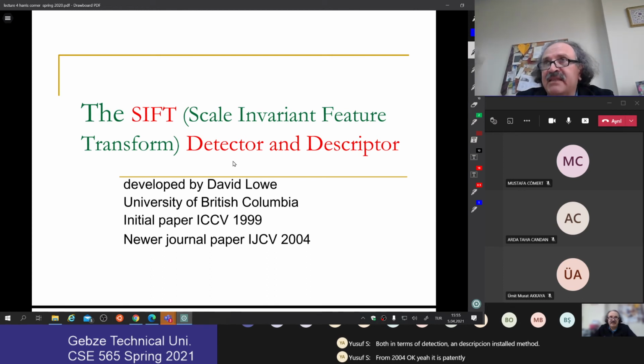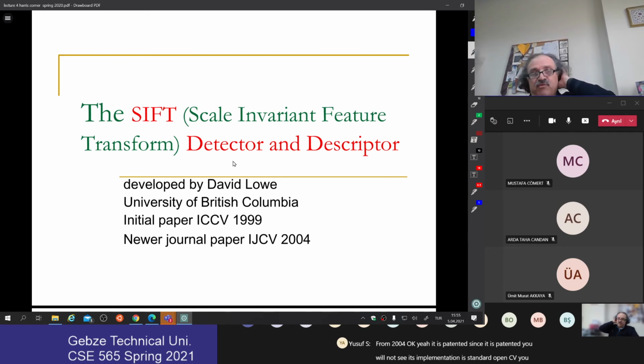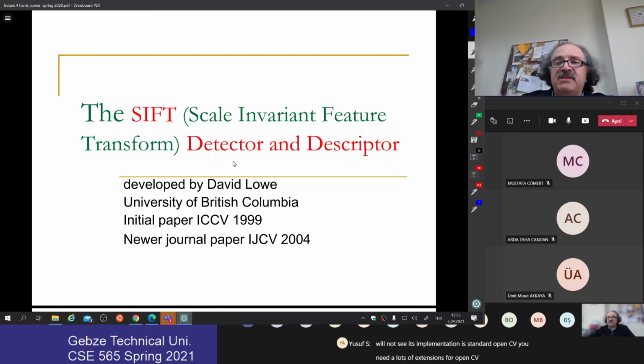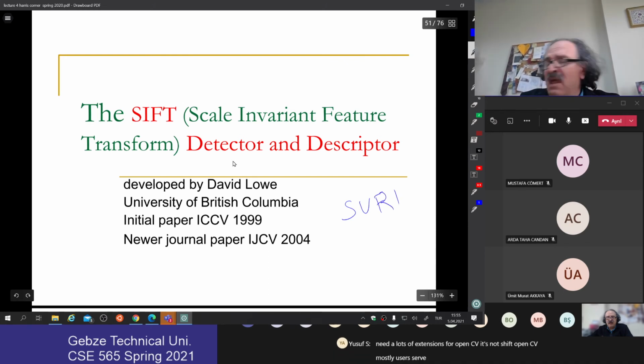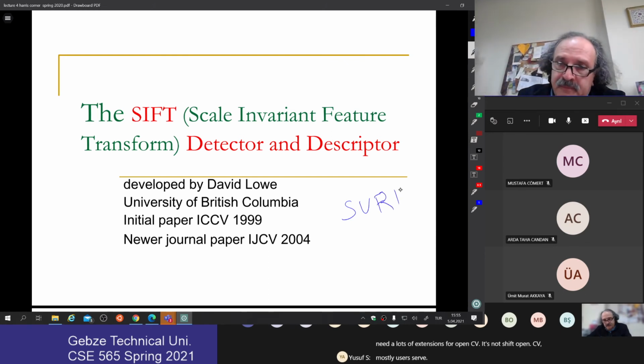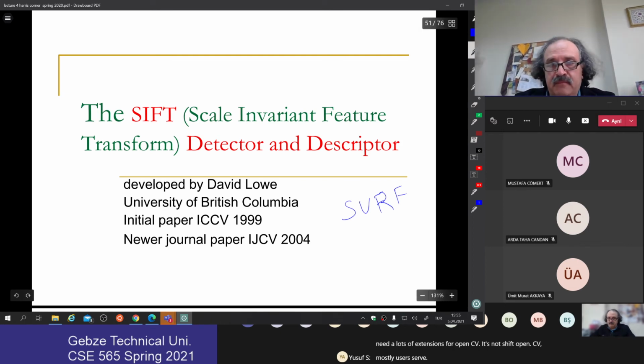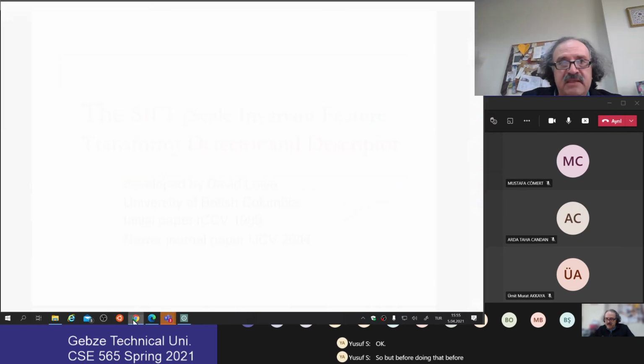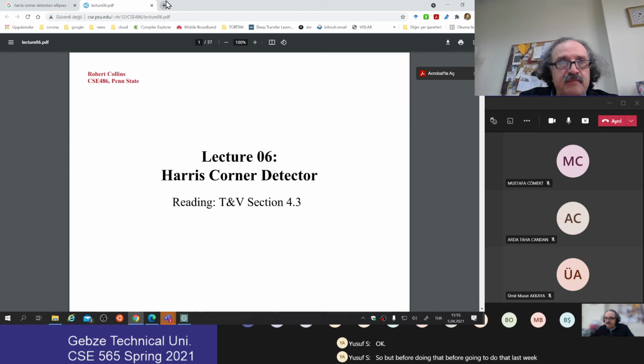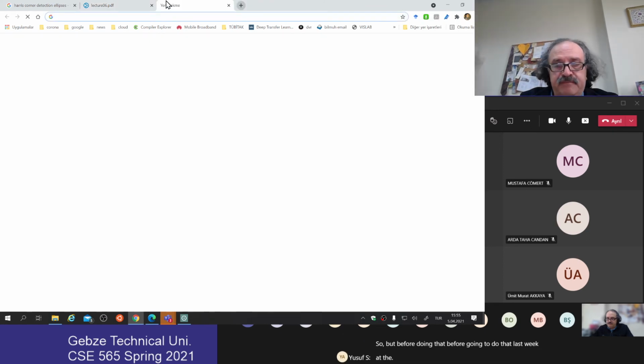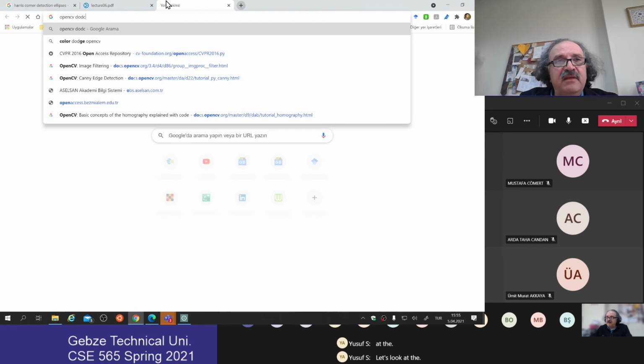Since it is patented, you will not see its implementation in standard OpenCV. You need to load some extensions for OpenCV. Instead of SIFT, OpenCV mostly uses SURF. Okay, but before going to do that, let's look at the OpenCV documentation.